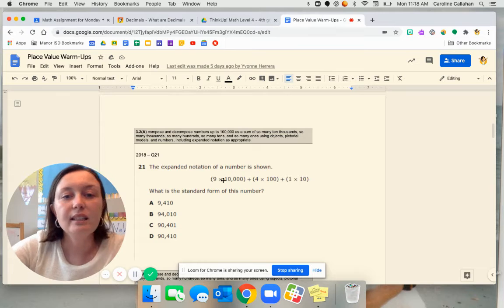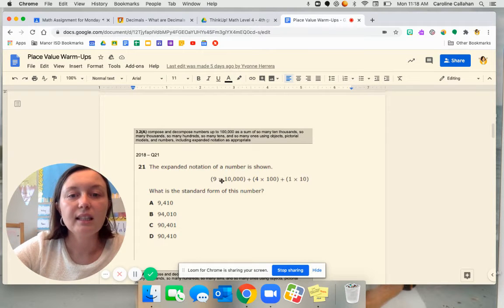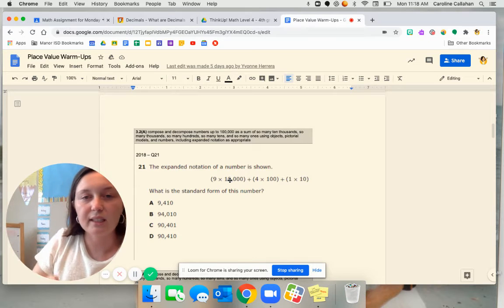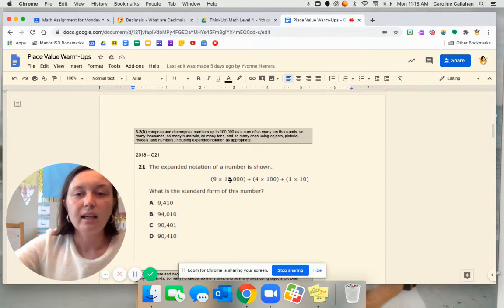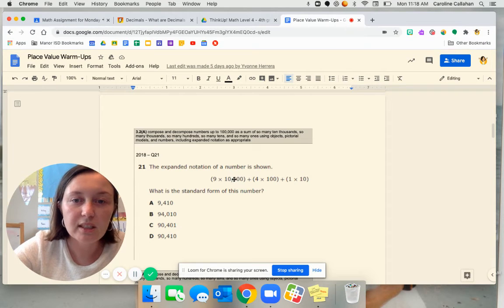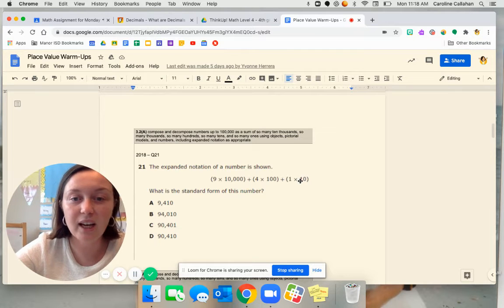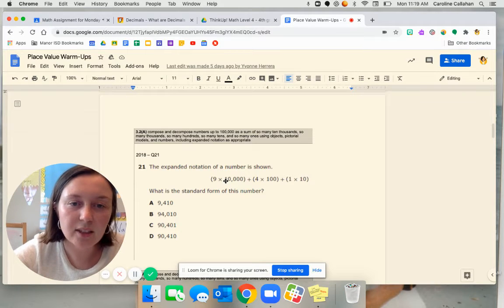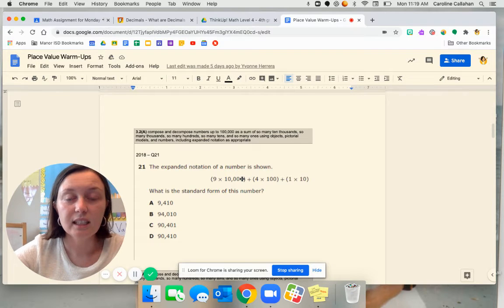Okay, and in expanded notation, it means that 9 times 10,000 is the value of that place value. So it's 90,000. And since 10,000 has more zeros than 100 or 10, I know it is the greatest value. So I'm going to count how many digits are in 10,000 to decide how many place value areas I need to write on my whiteboard. So 10,000 has 1, 2, 3, 4, 5 digits.